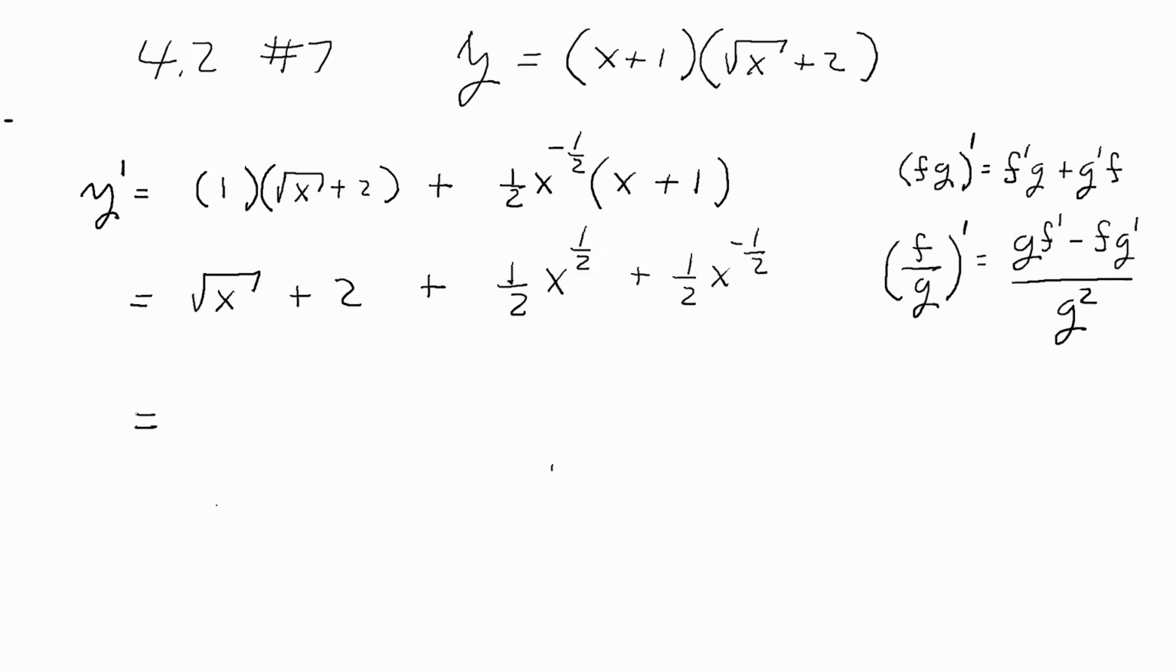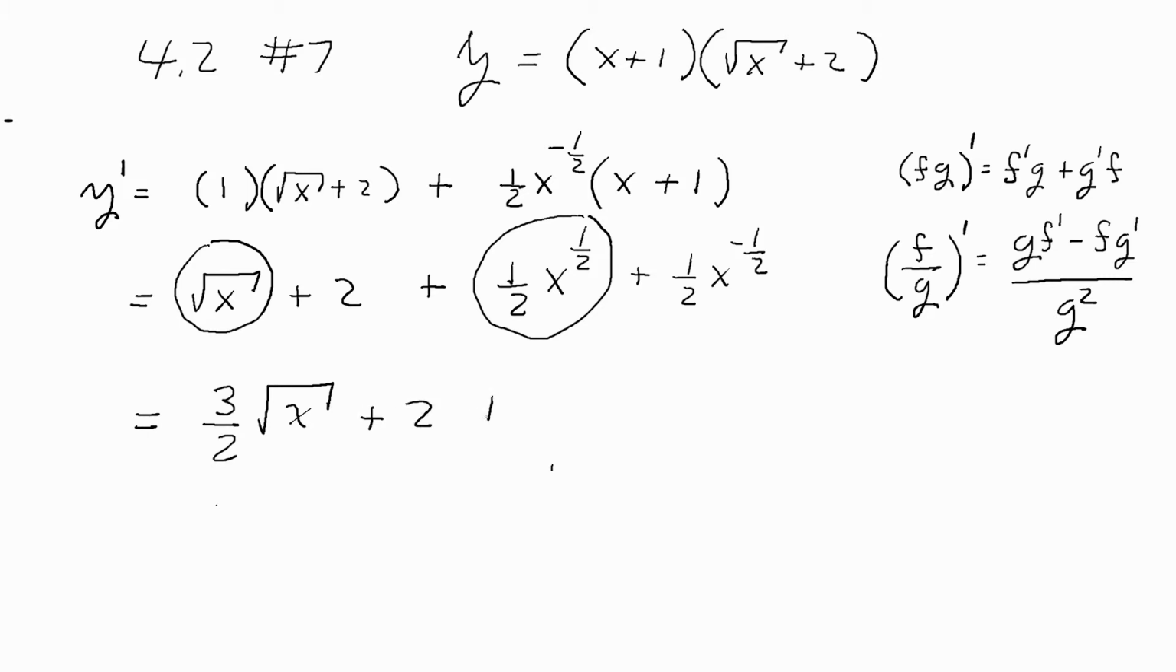If we wanted to really simplify this, using the same notation, this would be actually 3/2 times the square root of x. That's combining this and this, right? 1 plus 1/2 is 3/2, and these are both square root of x's. Then I'll get plus 2 and then plus 1 divided by 2 and the square root of x. So that's if you simplify everything, which is nice to do.